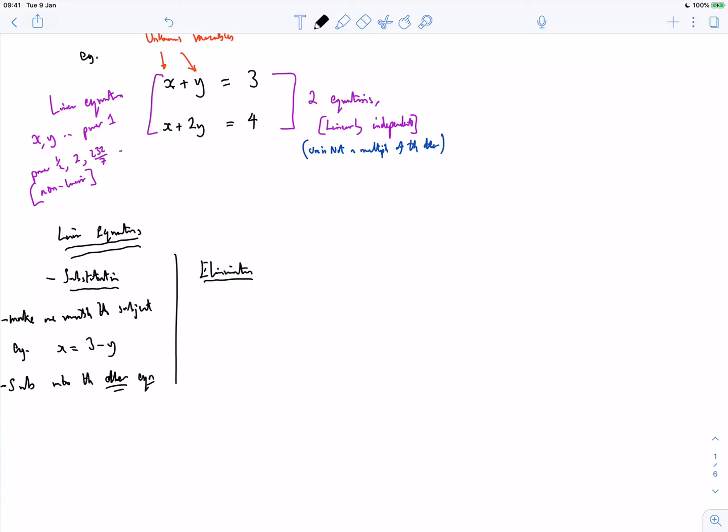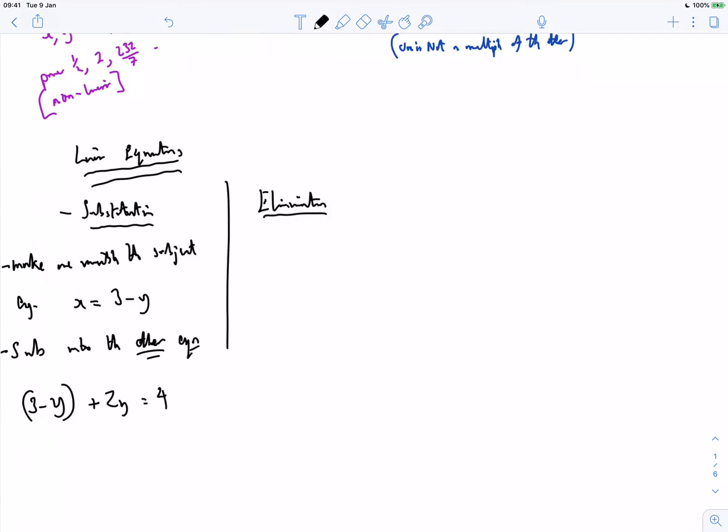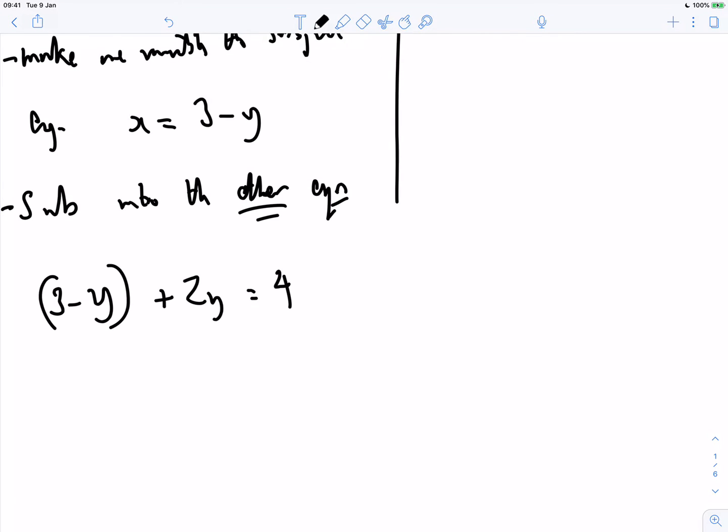Because if you substitute into the first, you're not going to get anything new. Whereas now, if I know x is 3 minus y, then I've got (3 minus y), which is x, plus 2y equals 4. And notice how I use brackets there to denote that a substitution has taken place. If I simplify this out, I've got minus y plus 2y, so that becomes 3 plus y equals 4.